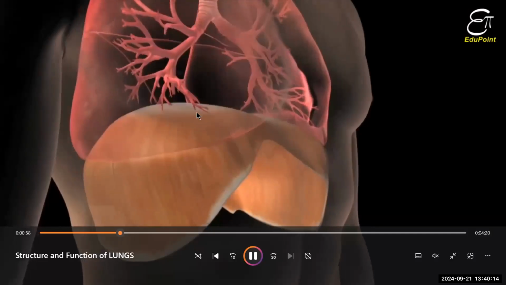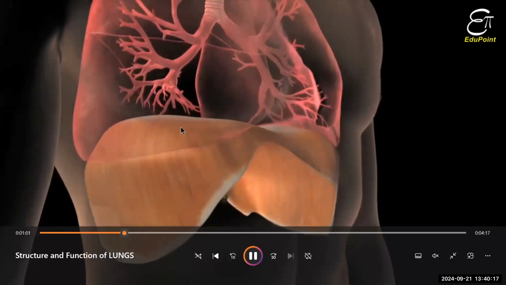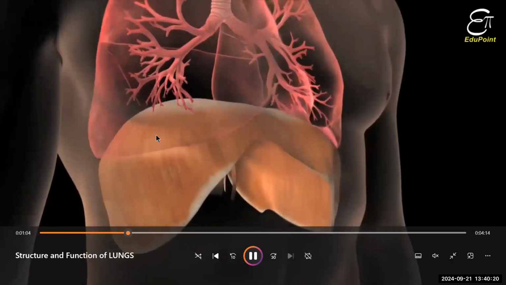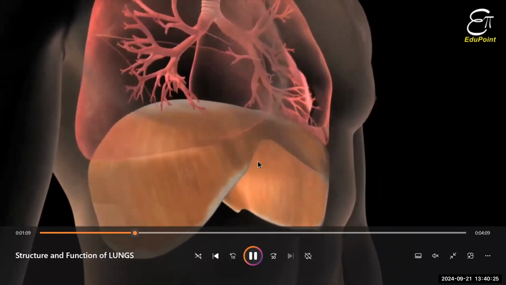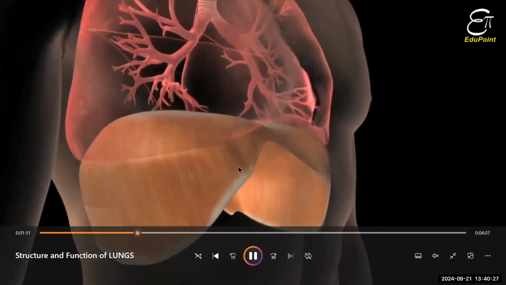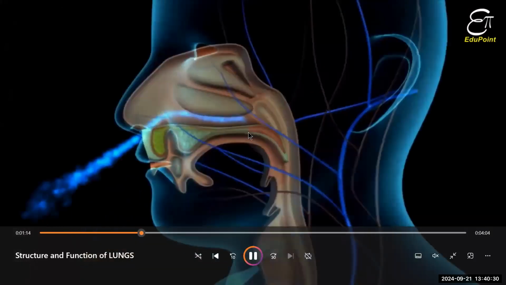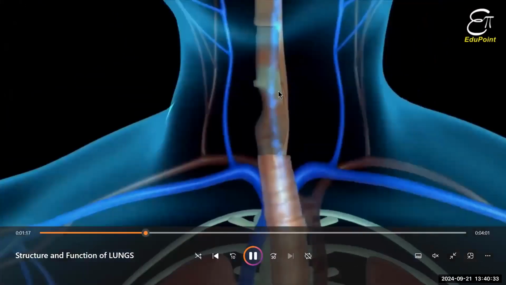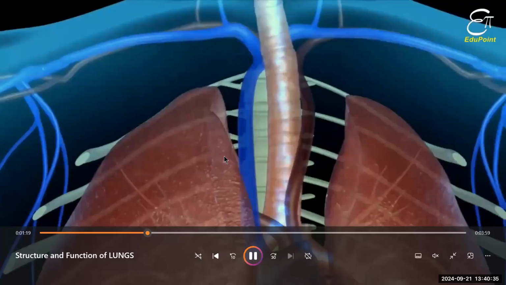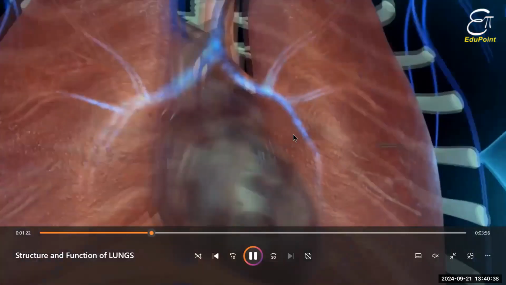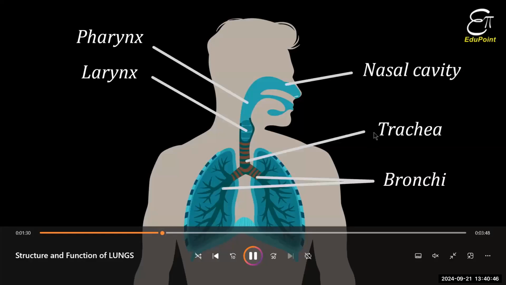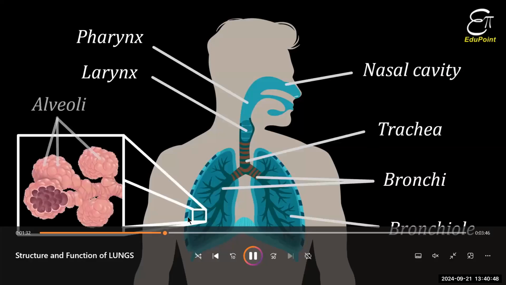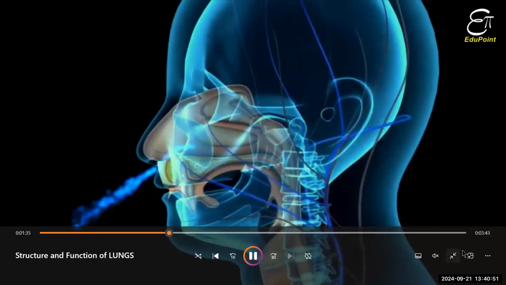The diaphragm is a muscular wall. It separates the thorax and the abdomen. Thorax is the chest cavity and the abdomen is the digestive system. Now air can enter the trachea, then goes to the bronchus, bronchiole, and from the bronchiole, it is going to spread all over the lungs. Here again: nasal cavity, pharynx, larynx, trachea, bronchi, bronchiole, and alveoli, the main part of the lungs.